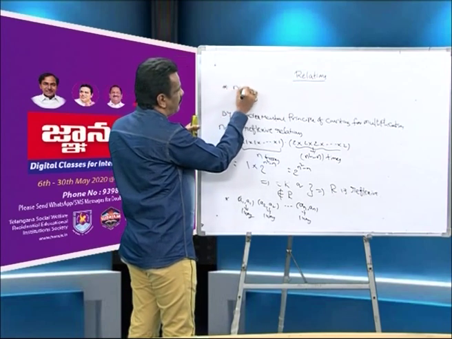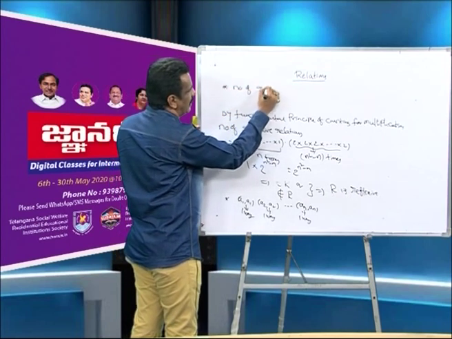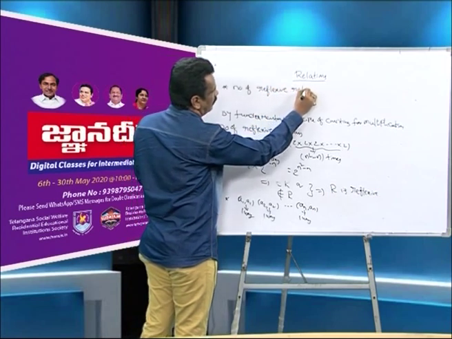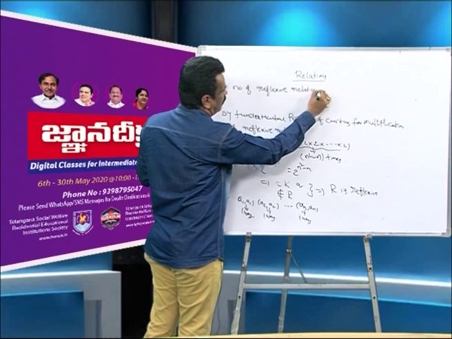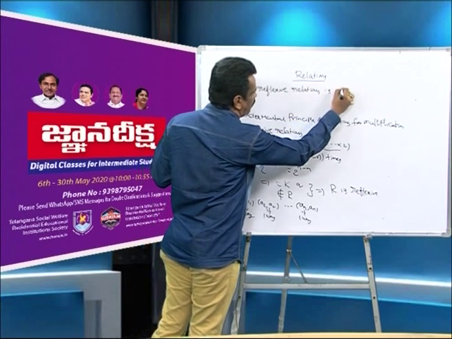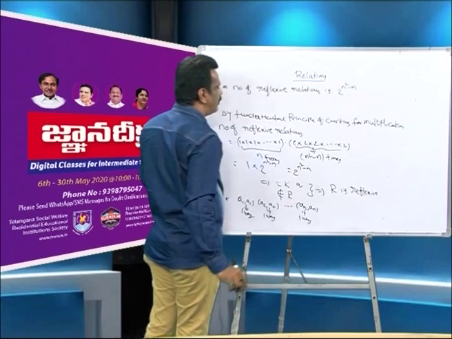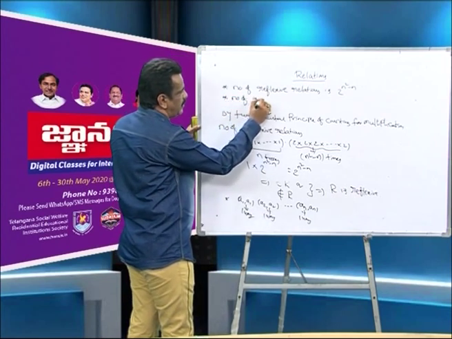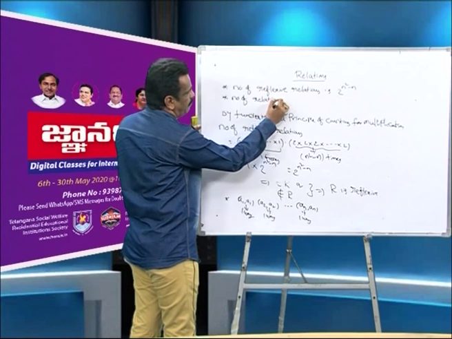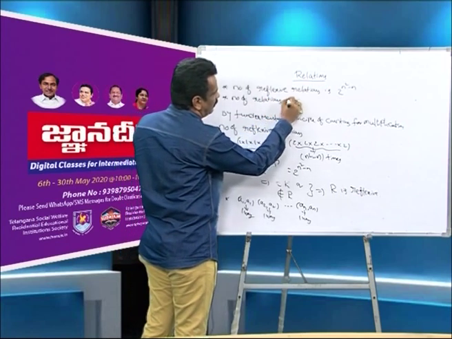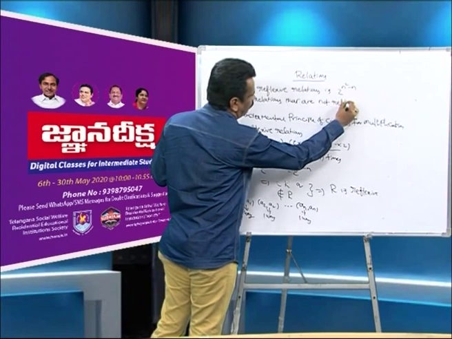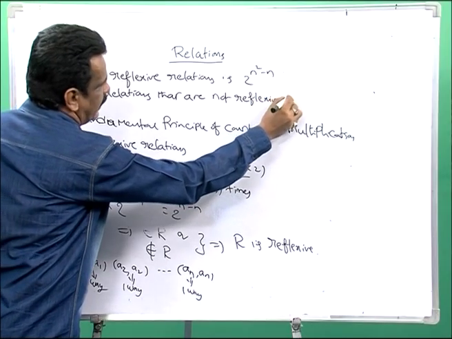Number of reflexive relations is 2 power n square minus n. But our question is now, number of relations that are not reflexive is.